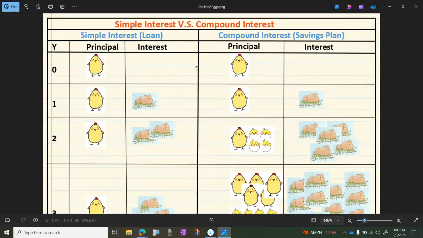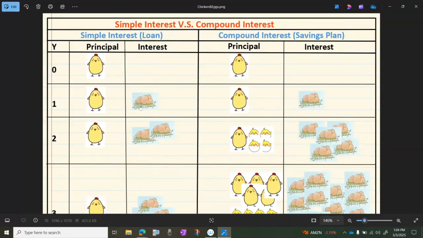I have a table here, and I have the table separated into two parts. The line in the middle separates the two parts. The part to the left describes simple interest, how simple interest works. And the part to the right of the line describes how compound interest works. All right. So firstly, let's look at simple interest.